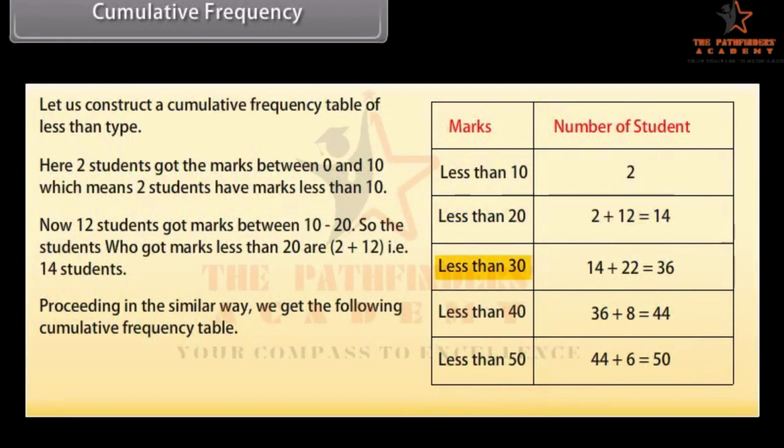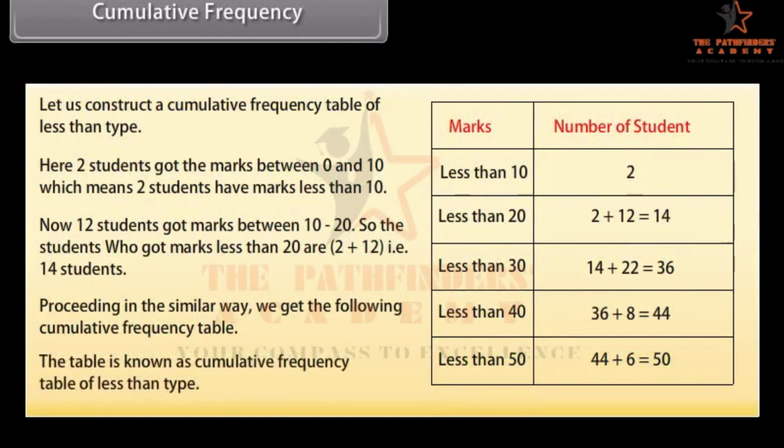For marks less than 30, number of students are 14 plus 22, which equals 36. For marks less than 40, number of students are 36 plus 8 equals 44. For marks less than 50, number of students are 44 plus 6 equals 50. The above table is known as cumulative frequency table of less than type.